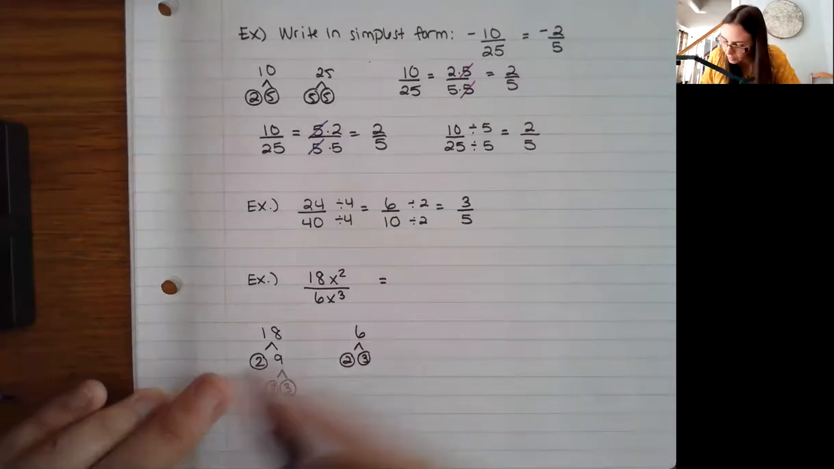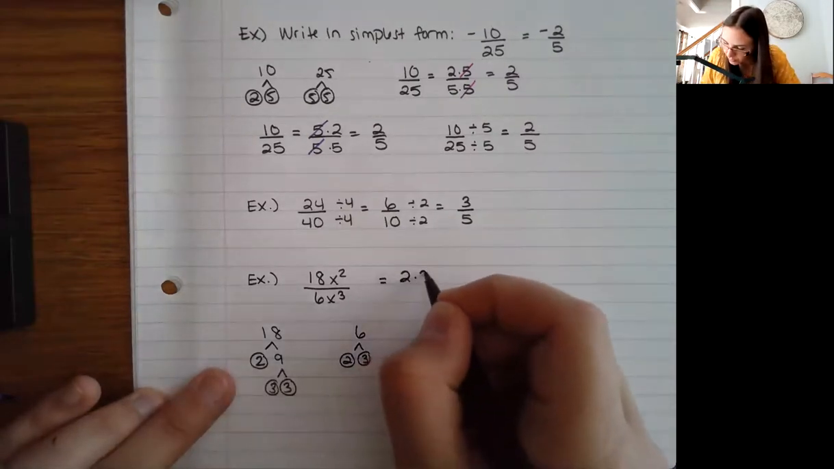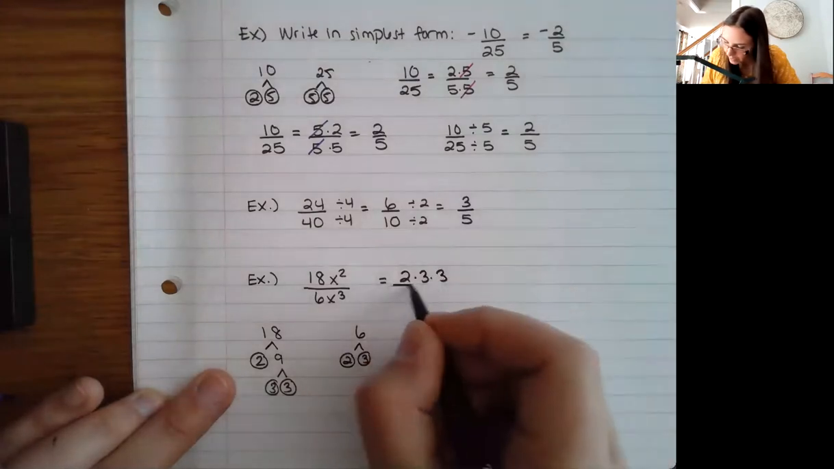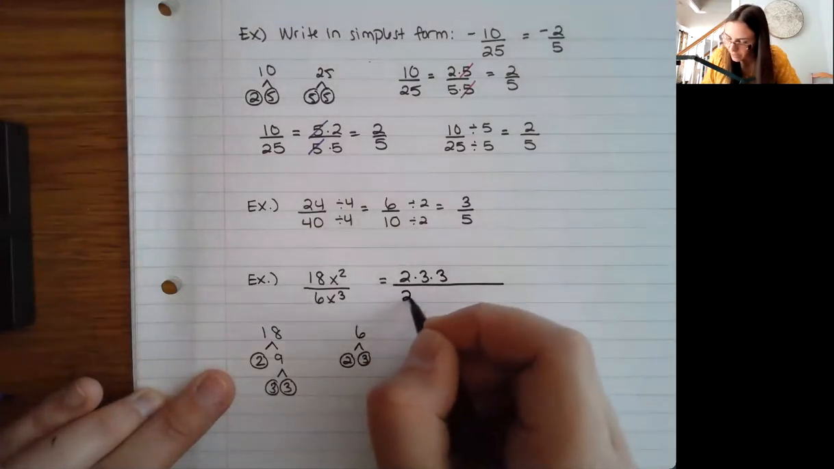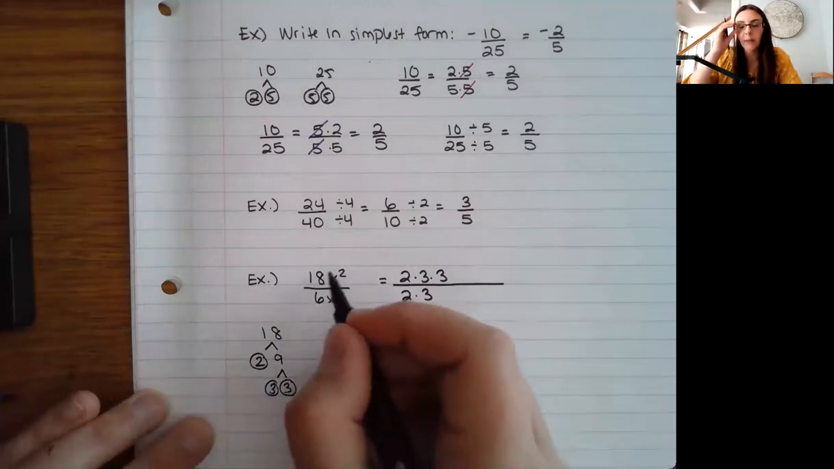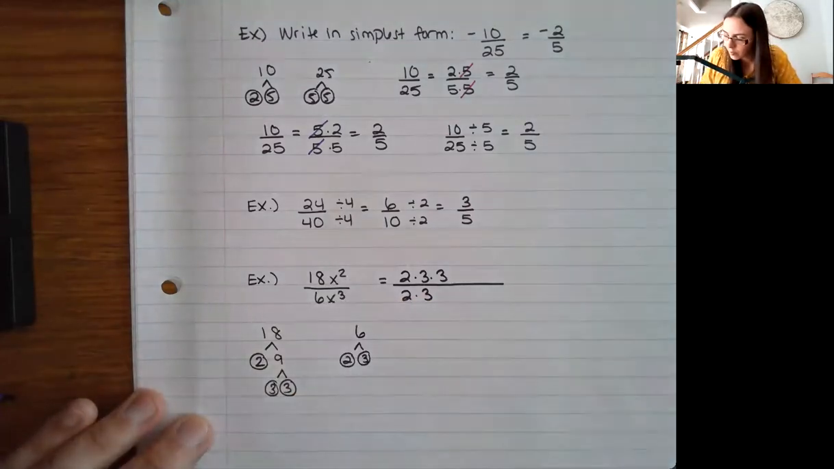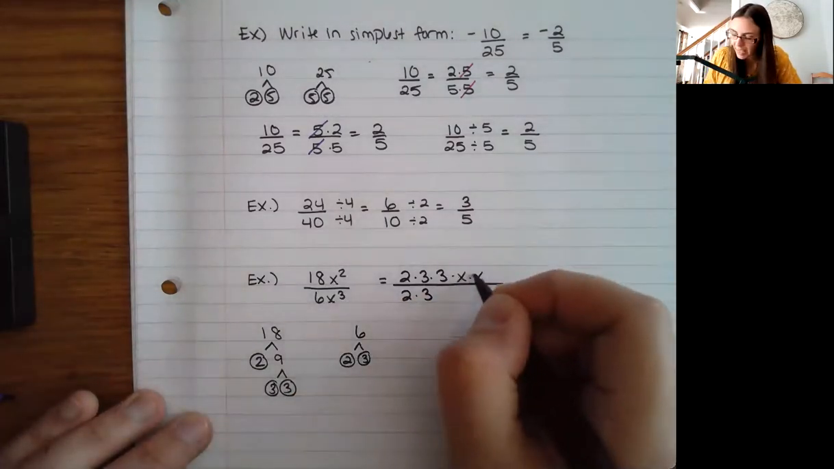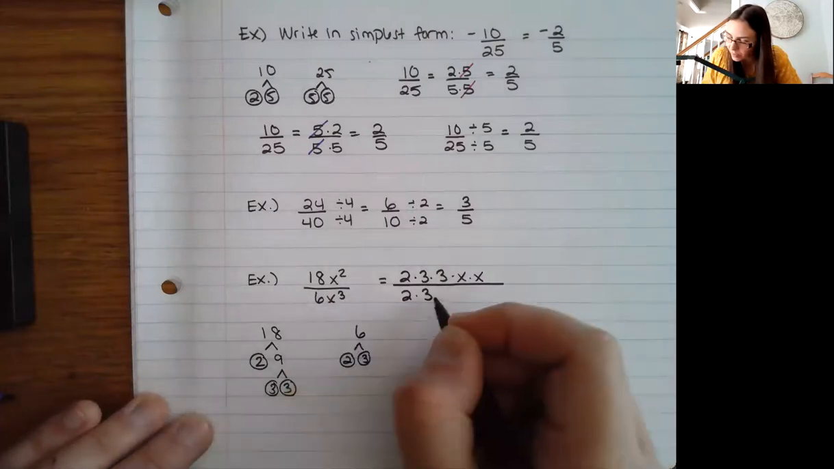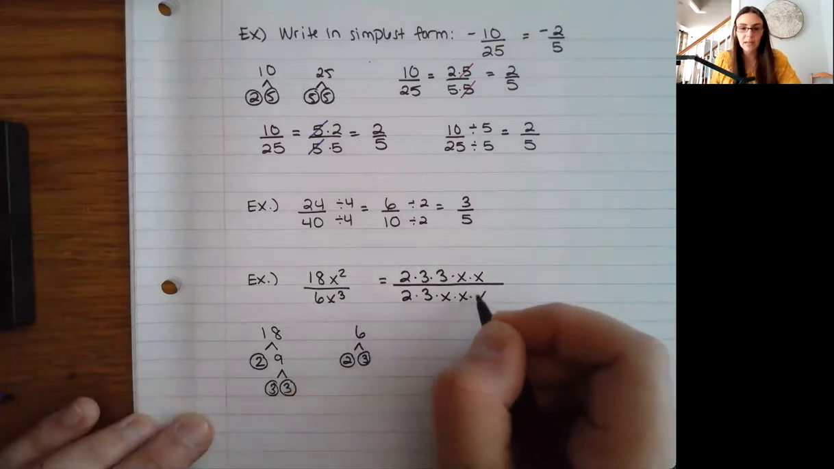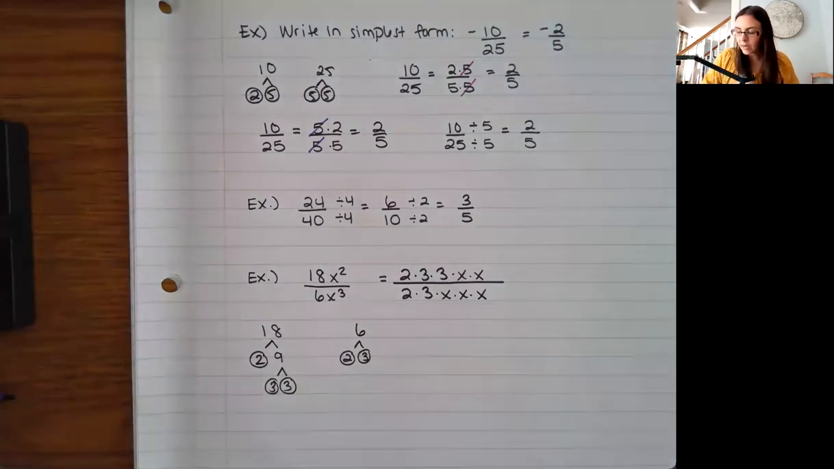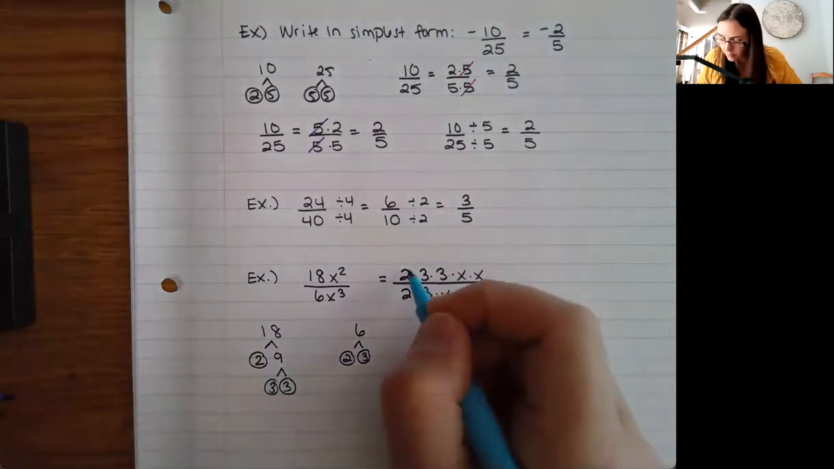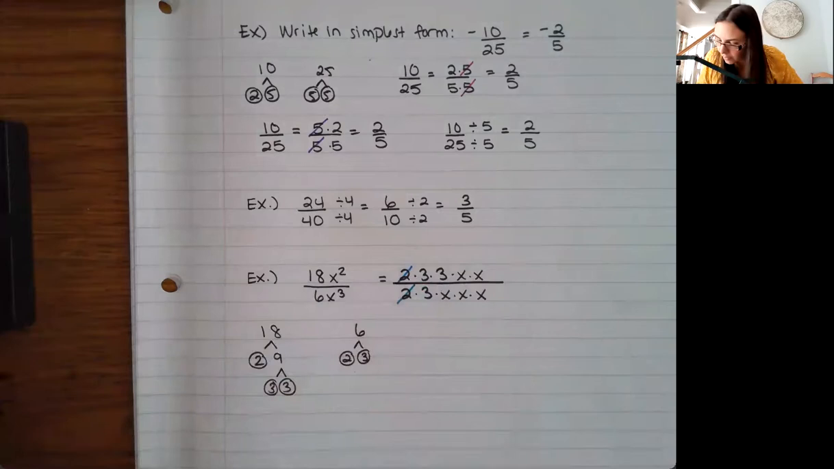So I'm going to go ahead and rewrite this using my prime factorization here. So 18 is 2 times 3 times 3. And then 6 is 2 times 3. Now, x squared, think about that. That means you have 2 x's. So that would be x times x. And x cubed means you have 3 x's. So x times x times x. And this strategy actually still works for variables as well.